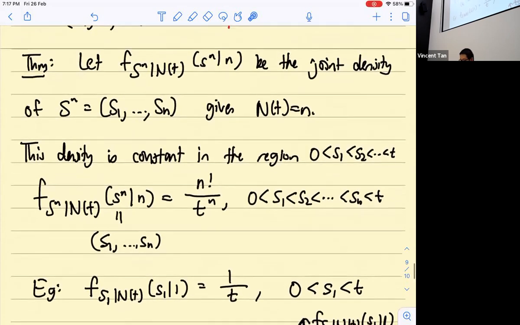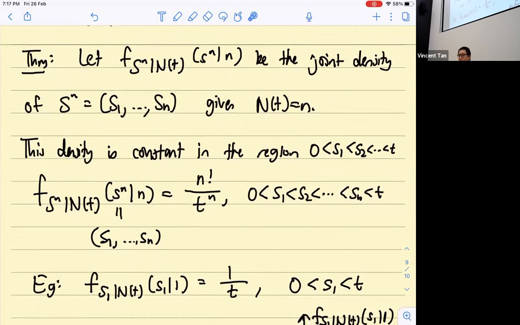Any questions about the statement of the theorem before I do any heavy lifting? Actually, it's not very heavy lifting. After this heavy lifting or pseudo heavy lifting, we will take a toilet break. Any questions?